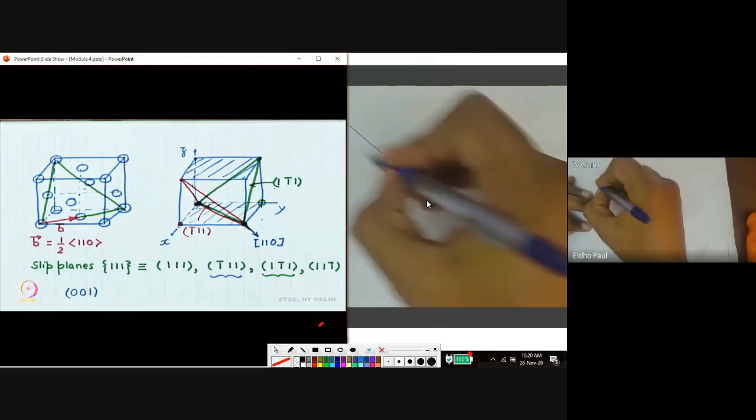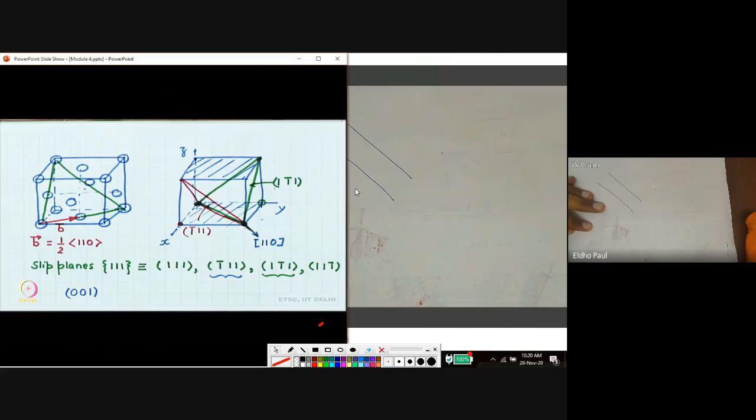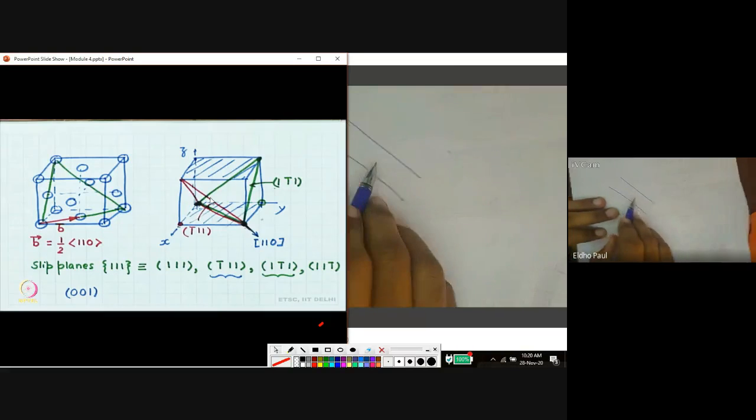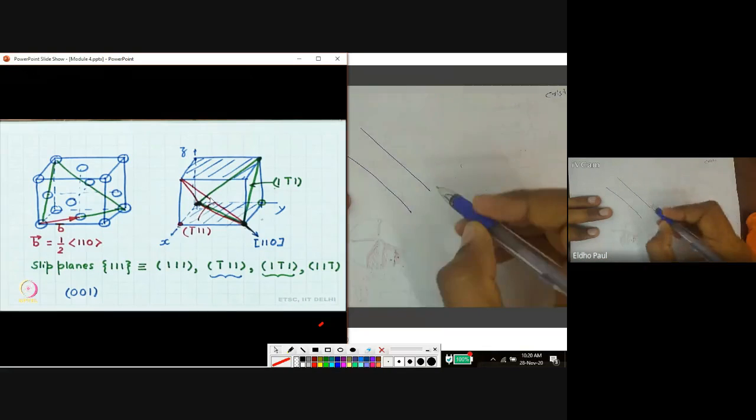This is my first slip plane, that is this 1-11 slip plane. Another slip plane is this one.